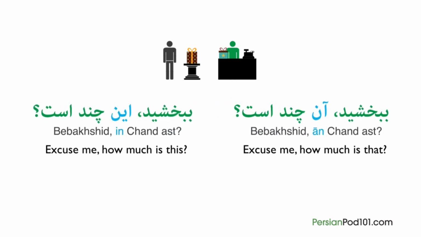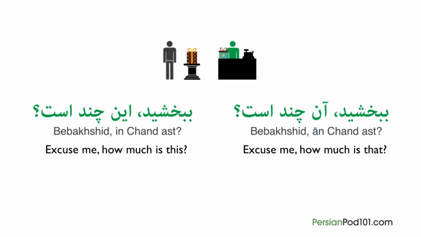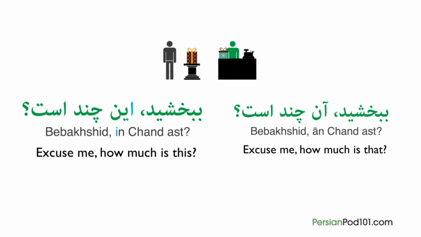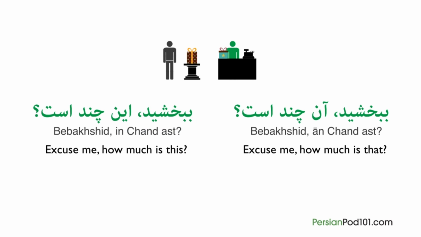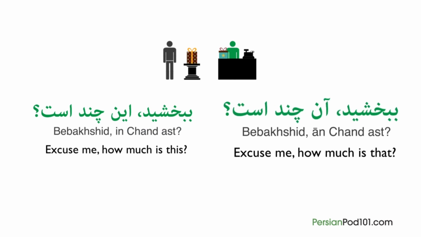Since Persian is a gender-neutral language, you will only use this or that, as in English. It always agrees between genders. This, in, that, on. How much is this? In چند است. How much is that? On چند است.